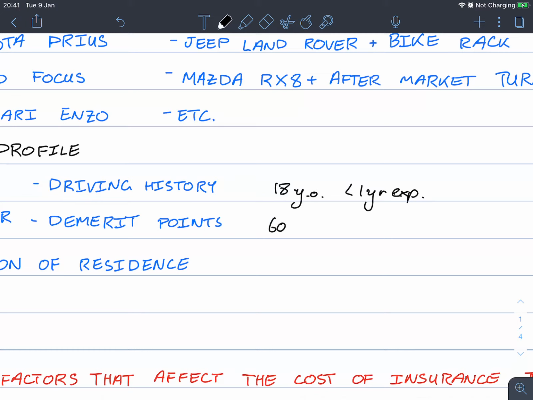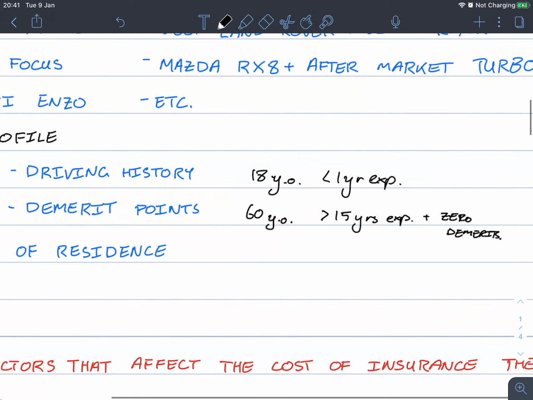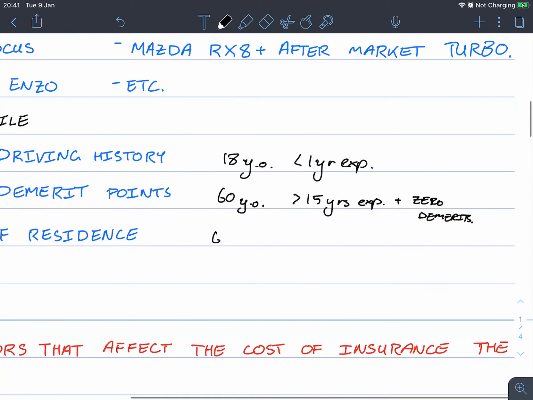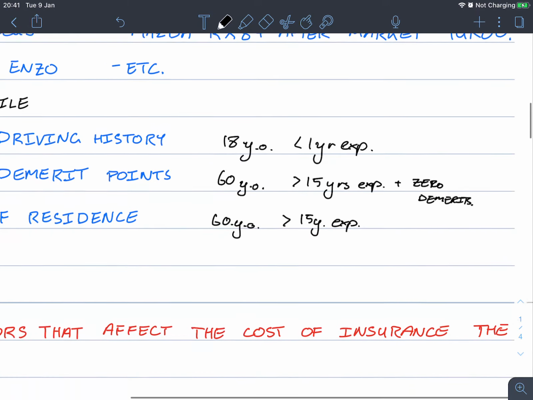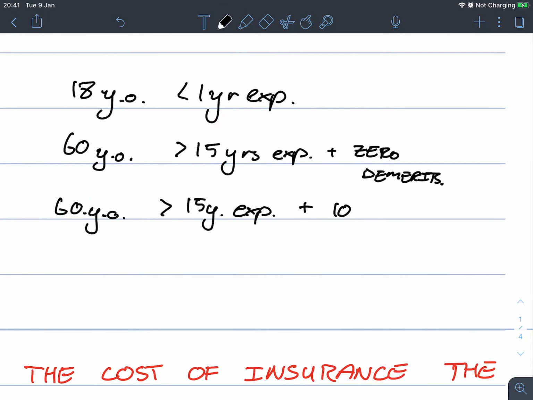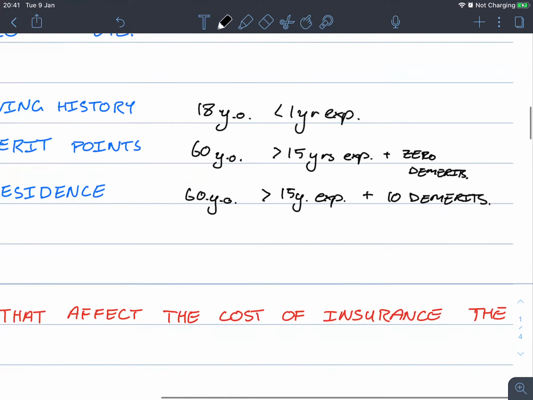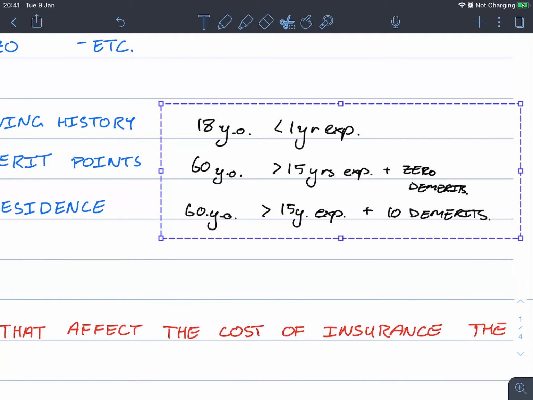a 60-year-old with over 15 years experience and 0 demerit points, 0 demerits. But we can also compare this to, let's say, a 60-year-old with 15 years experience, but they've had, let's say, 10 demerits. This will affect how much it costs to insure this person.